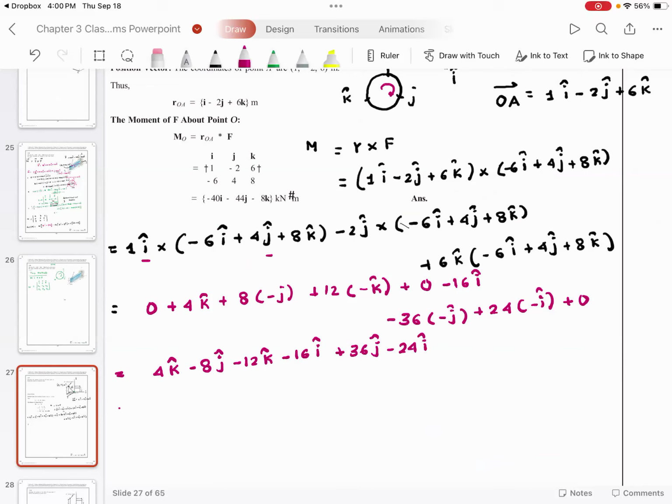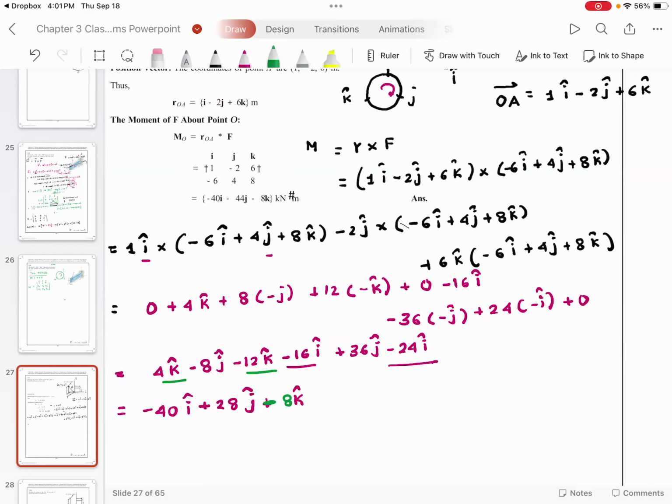You agree with me? Collect all the I's. 16 plus 24, minus 40i. 8 minus 8 plus 36. And 4k. You agree with me? He said, oh, 12 minus 8. Okay, yeah, minus 8. Yeah, I forgot this k. Minus 8. There is 1k here and 1k here.